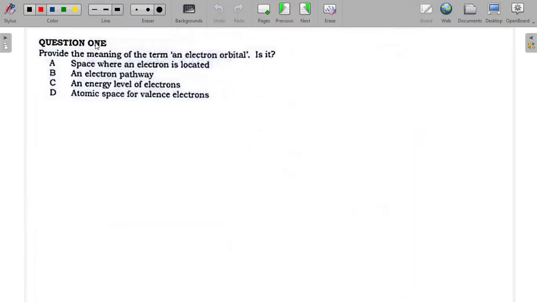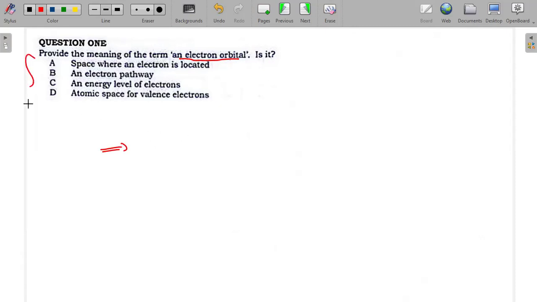Question 1 says, provide the meaning of the term an electron orbital. By definition, before I even look at the options, an orbital is a region that has a higher probability of electrons being there. It's just the region in which you are most likely to find the electrons. That's what an electron orbital is.